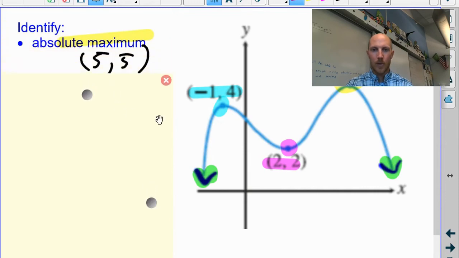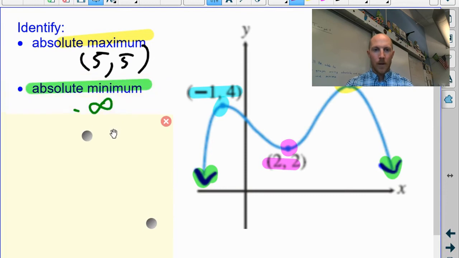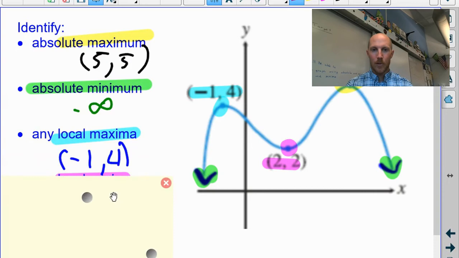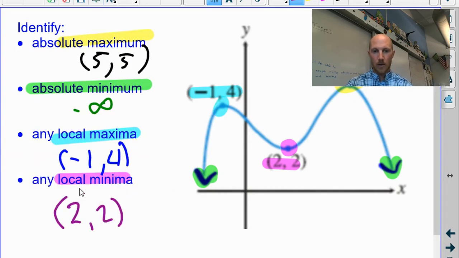So absolute maximum, in this case, at 5, 5. It doesn't go any higher than that. Absolute minimum, infinitely far down, so negative infinity. Local maxima, there's one other maximum point here at -1, 4, and local minima at 2, 2. So that's like the valley point between the 2 hills.